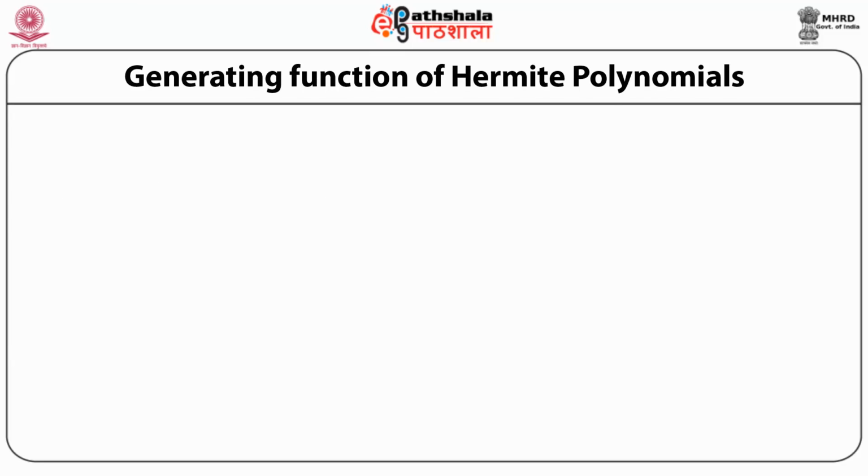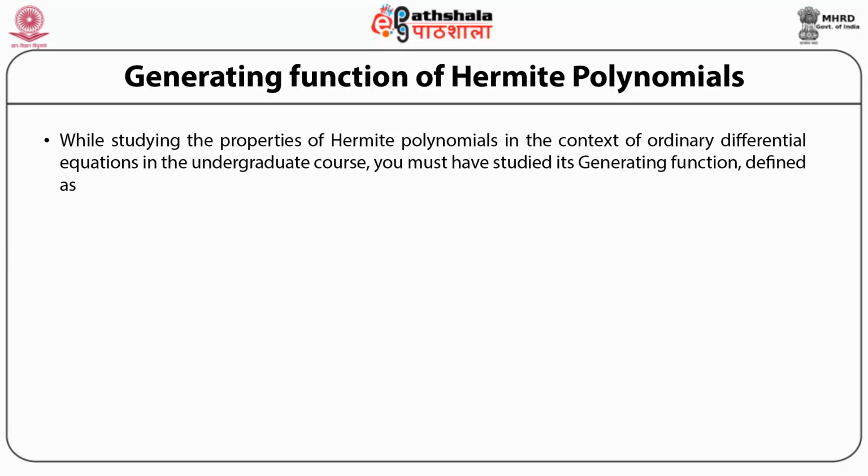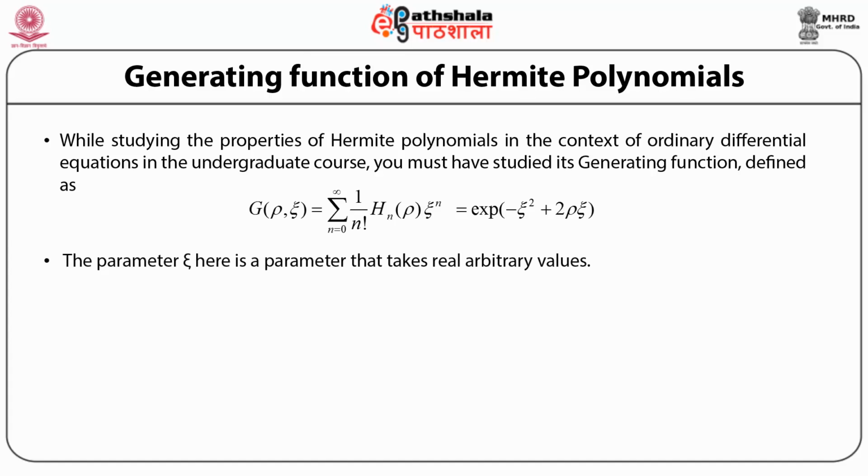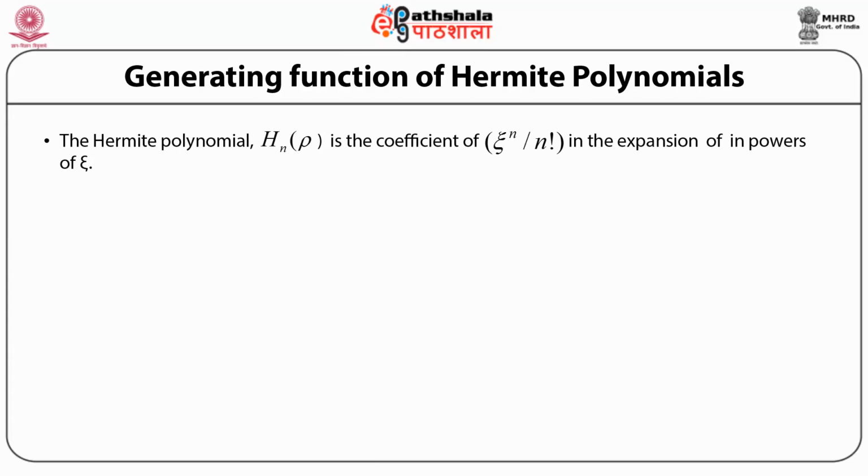Next, we discuss the generating function of Hermite polynomials. While studying the properties of Hermite polynomials in the context of ordinary differential equations in the undergraduate course, you must have studied its generating function, which is defined as g(rho, xi) equals summation over n from 0 to infinity of 1 by n factorial into H_n(rho) into xi raised to power n. This is equal to exponential of minus xi square plus 2 rho xi. The parameter xi here takes real arbitrary values. The Hermite polynomial H_n(rho) is the coefficient of xi raised to power n by n factorial in the expansion of exponential of minus xi square plus 2 rho xi in powers of xi.